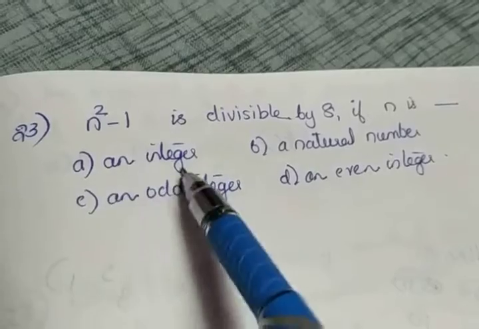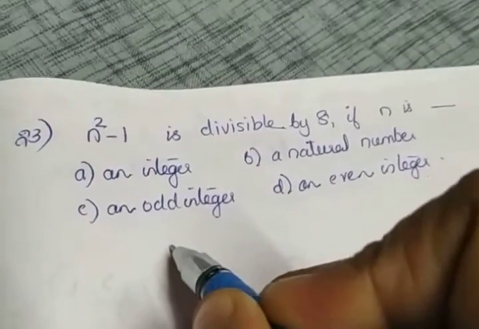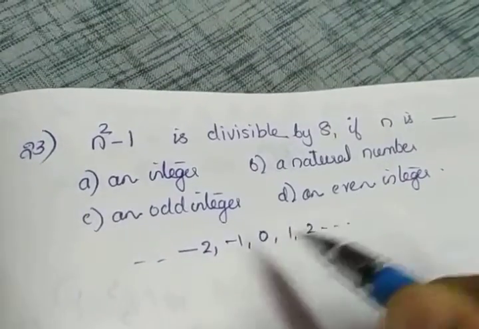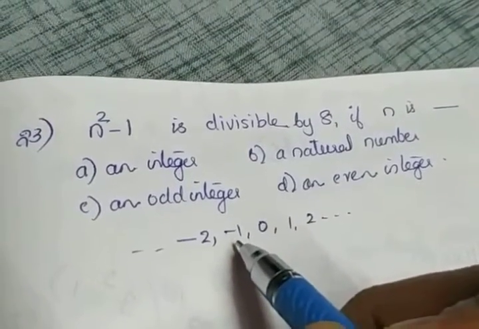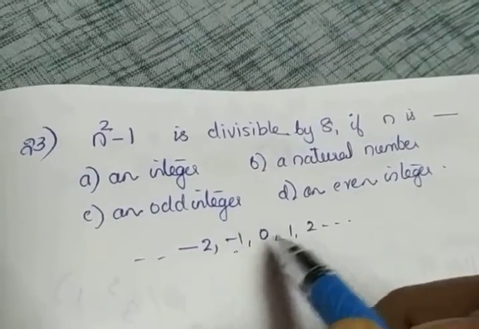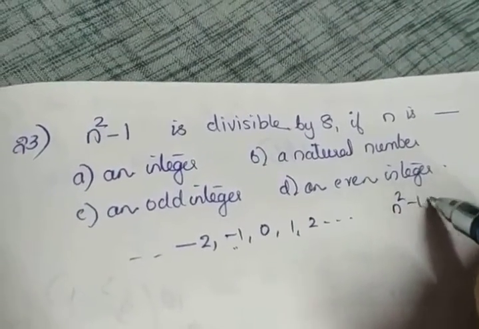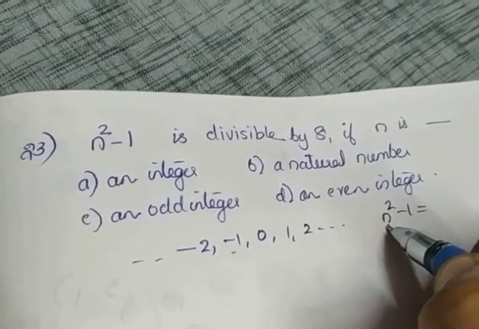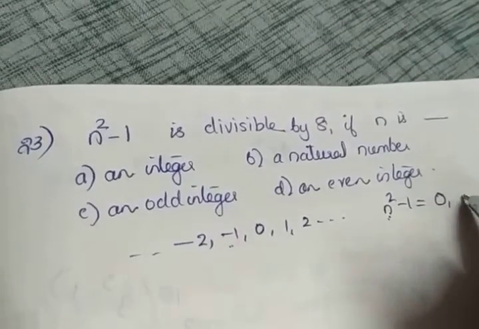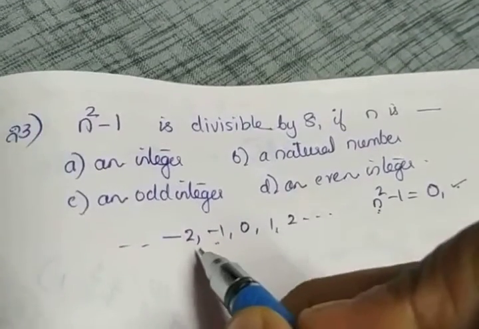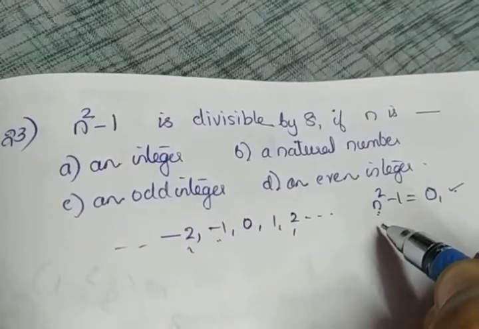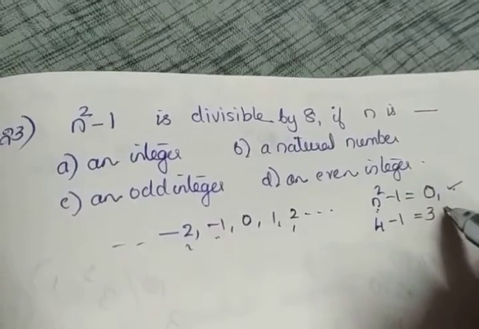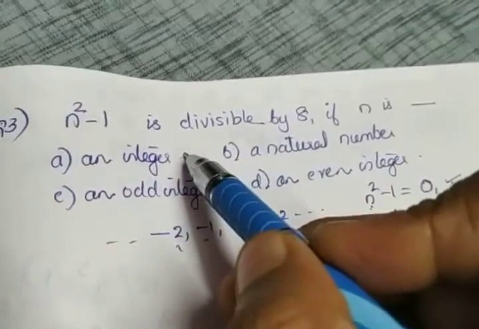So I'm taking the first one, n as an integer, and you know negative integers can be there, positive integers can be there, 0 can be there. So I'm putting the value minus 1. What if we put the value of n as minus 1 or 1, n square minus 1 will be equal to minus 1 the whole square or plus 1 the whole square. Whatever it is, n square will be 1, 1 minus 1 is 0. 0 is divisible by 8. There it comes true. If I am taking minus 2 and 2, the whole square will be 4. 4 minus 1 will give you the value 3, which is not divisible by 8. So we can avoid this option.